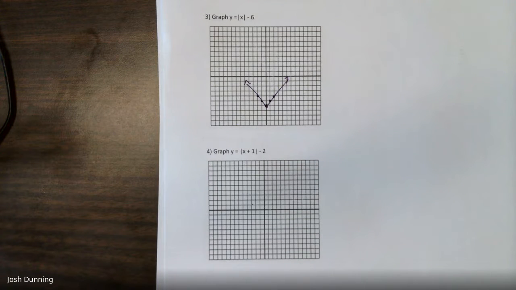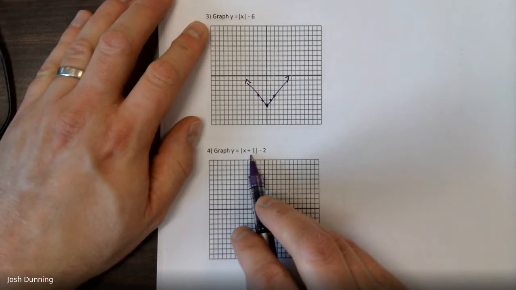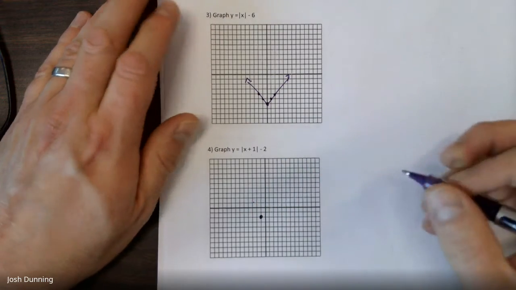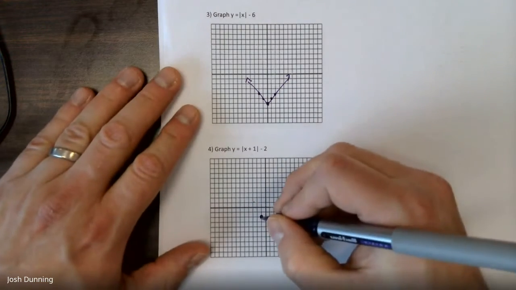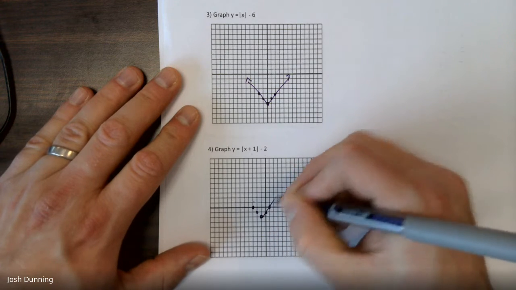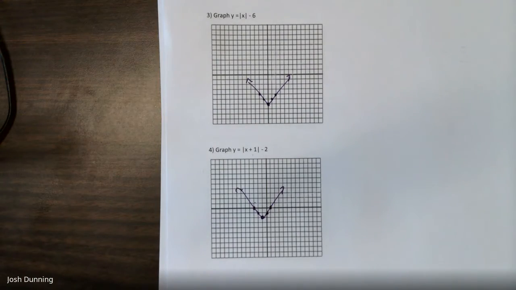Oh, we have a combination. I mean, it's the same thing though. Left 1, down 2. Left 1, down 2. The whole thing is over. Left 1, down 2. So there's my vertex. Now I'll just draw the V in. Normal V, no different slope or anything.